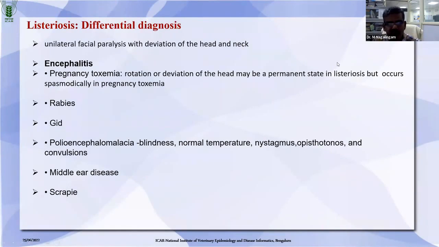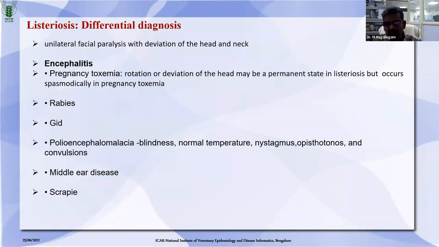So in case of differential diagnosis with respect to encephalitis, we have to differentiate with respect to pregnancy toxemia, rabies, GIT disorders, polioencephalomalacia, medullary disease, scrapie. One of the most important differentiating factors to some extent is unilateral facial paralysis with the deviation of head and neck to one side.